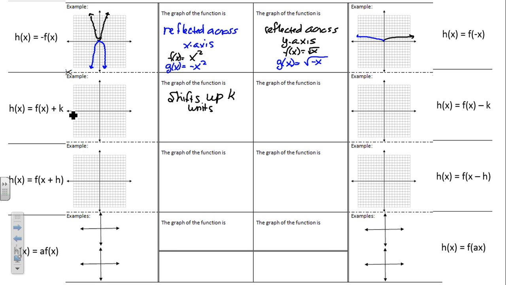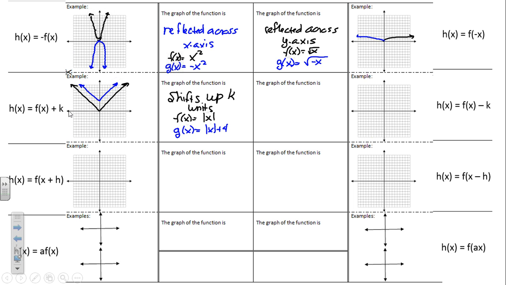So what function do you want to use for this one? Absolute value, I'm seeing. So we have an absolute value. Absolute value looks like this. And we're going to shift it up k units. In this case, let's make k be 5 or 4, something like that. They all work the same.